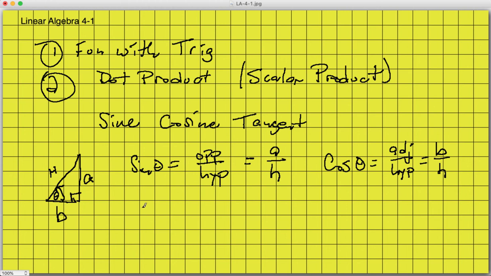And then tangent of theta is equal to the opposite over the adjacent, which would equal A over B, which, by the way, is also equal to, you probably remember this identity from a long time ago, sine theta over cosine theta. So that's one way to think about these trig functions.